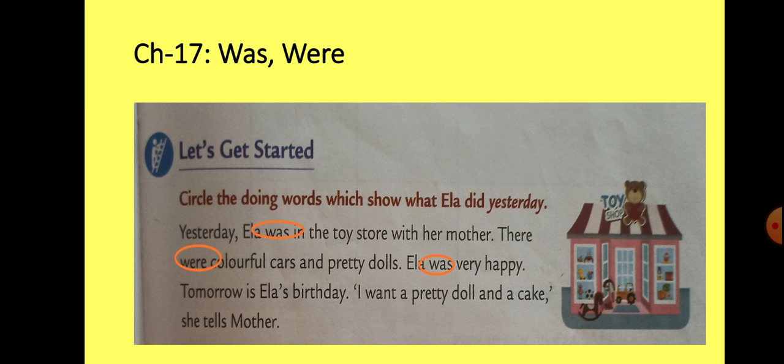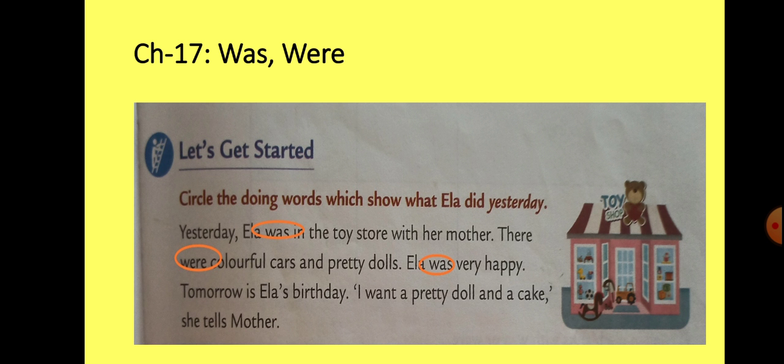So you remember children, when we talk of one thing, one subject, that is Ela, then we are using was with it. But when we say colorful cars and pretty dolls, we are talking about many. So that's why we are using were. Clear? So that's the difference between was and were. Was and were are used for past tense, but was is used for singular subject and were is used for plural subject.